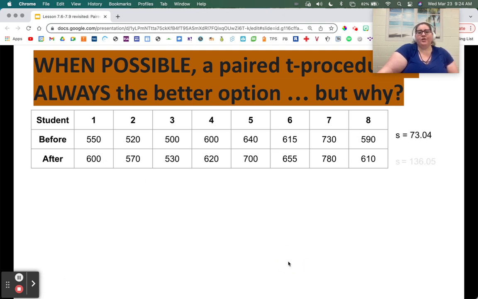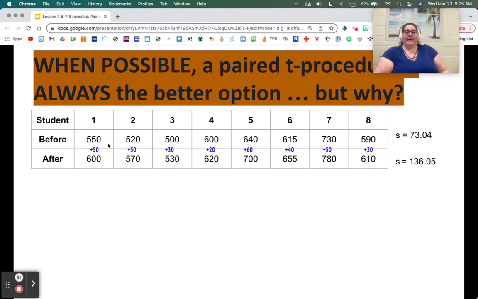If I do it as a two sample procedure, what's going to happen is that my before scores, if I look at those, the standard deviation of those before scores is 73.04. The standard deviation of our after scores is 136.05. So when we do a two sample procedure, both of those standard deviations are kind of combining and they're both part of the problem. So there's a lot of variation happening when we deal with it as a two sample because we have variation in the before scores and variation in the after scores.